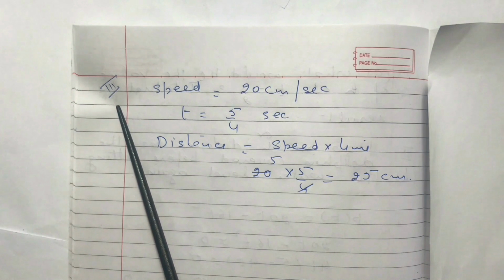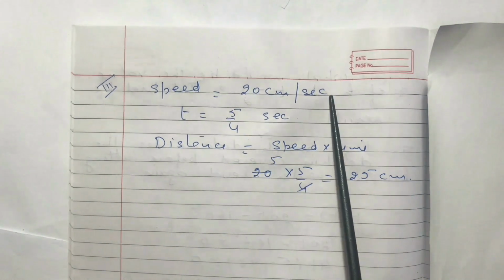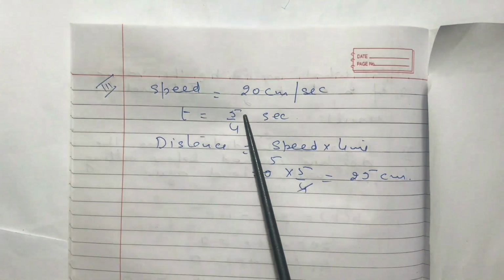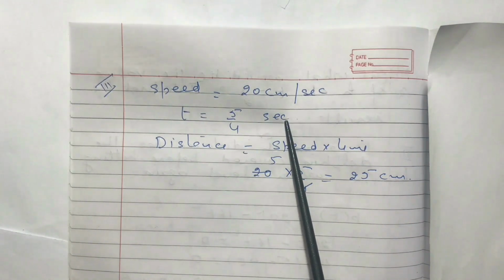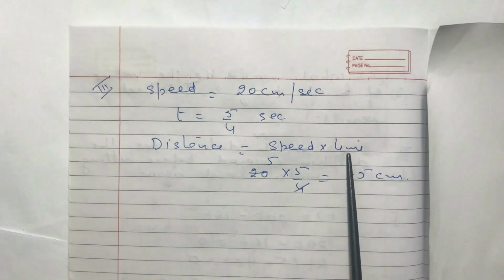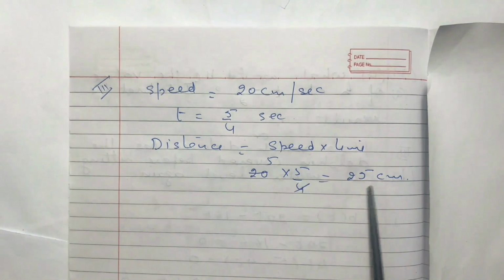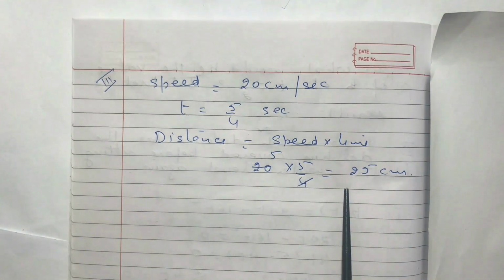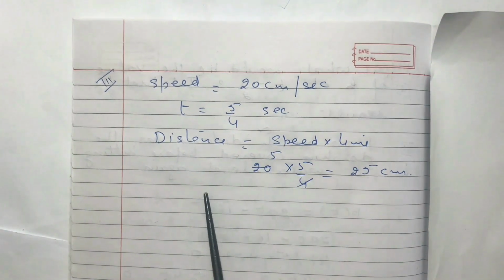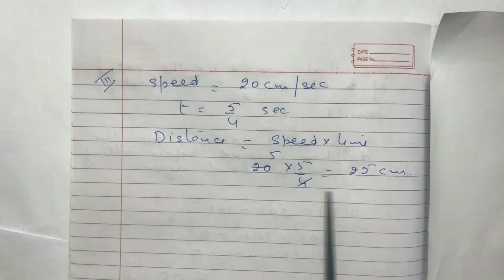Now its third part: speed is equal to 20 centimeter per second. Time is equal to 5 by 4 second. So distance is equal to speed into time. Multiply these two, you will get 25 centimeter. So distance is equal to 25 centimeter. It means distance covered by the dolphin. So that is the answer.